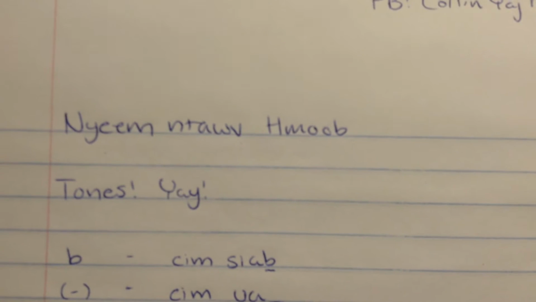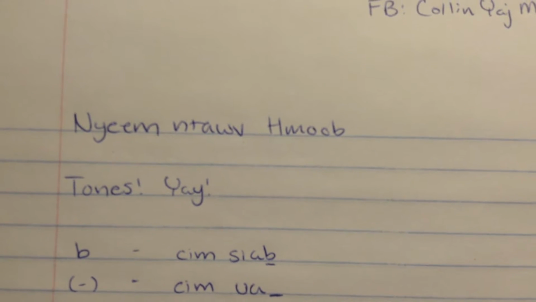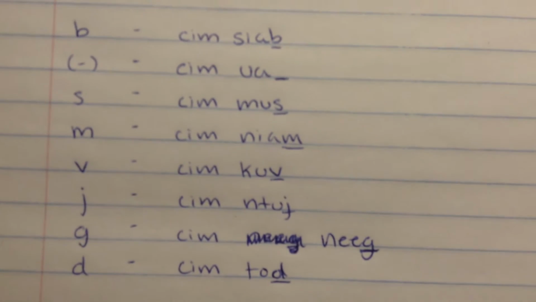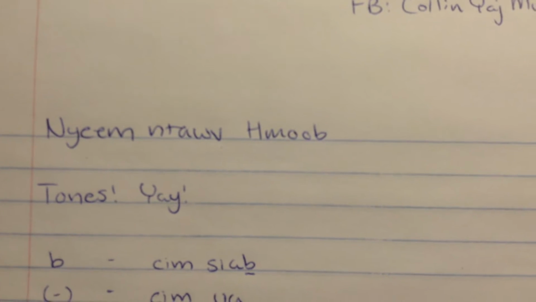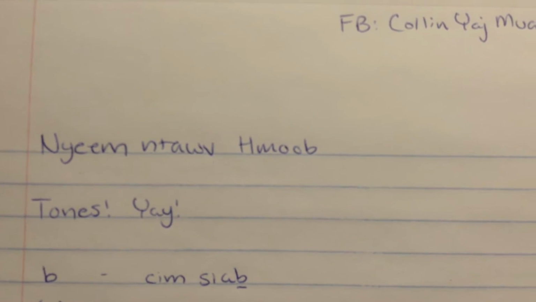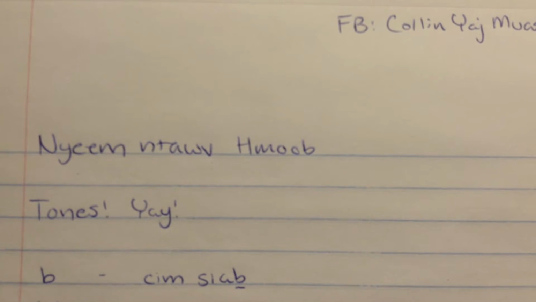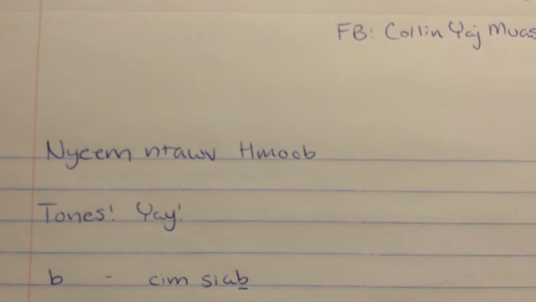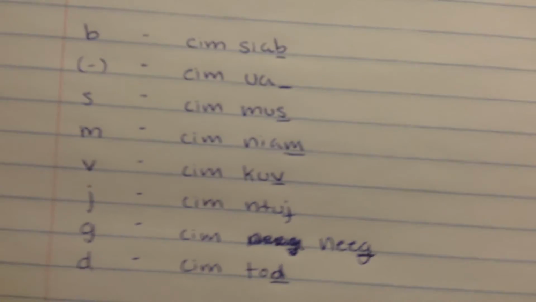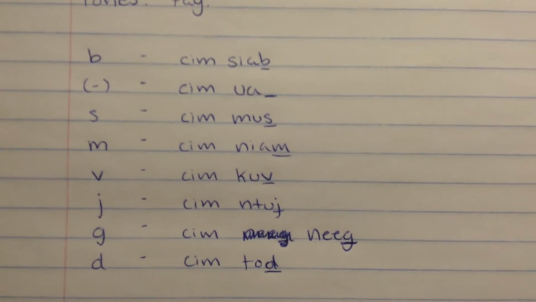Like you see this right here, nyang. The M is on the end of the word. That means it's the ji nie tone, okay? So you want to learn how to pronounce that. The V is a rising tone. It's on the end of that word right there, the N-T-A-W. Ndau, ndau, okay? So it's rising. And then the B is a high tone, like on the H-M-O-O-B. Hmong, hmong. All right, so I'm going to go through and pronounce them real quick.